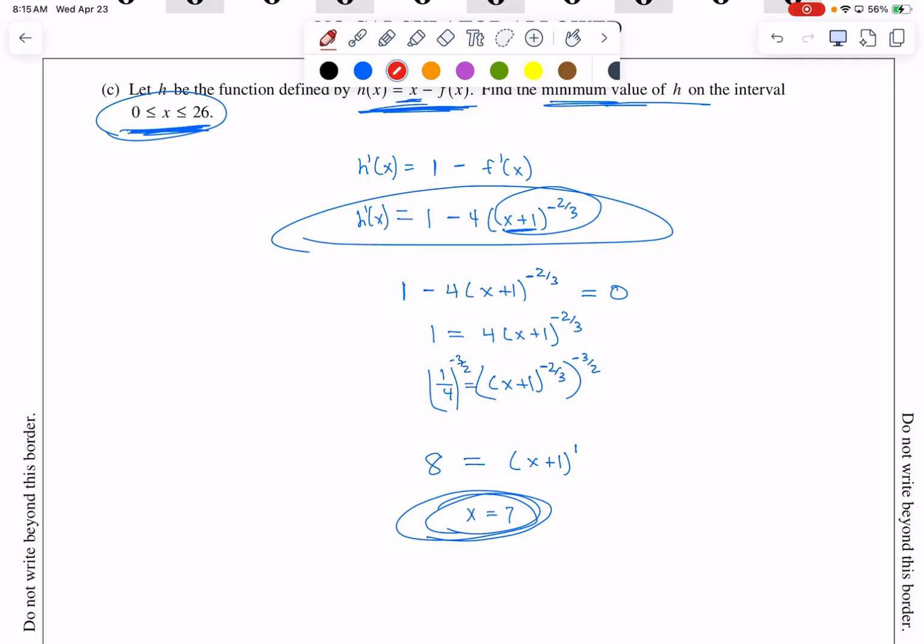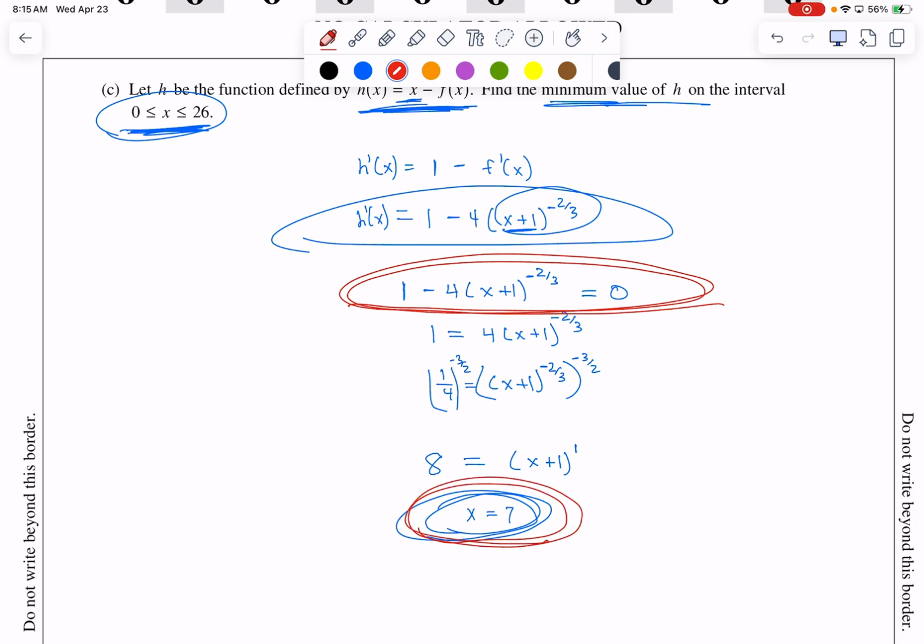So far, you've gotten 2 points. You got 1 point for knowing to set the derivative equal to 0. You got 1 point for finding the 7. The last point is going to be doing the candidates test and actually circling the smallest as your min.